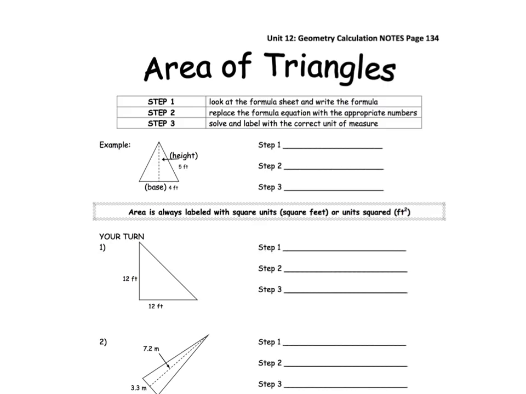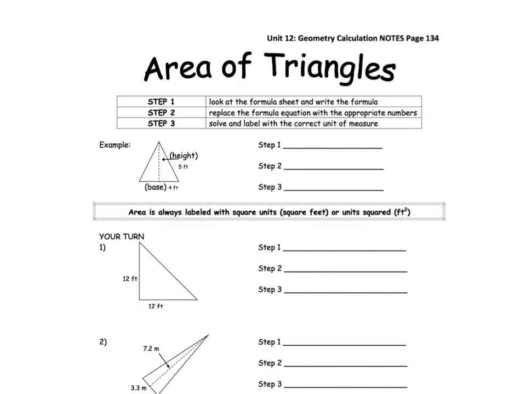Let's try some problems finding the area of triangles. Remember your steps. Step 1, look at the formula sheet and write down the formula. Step 2, replace the formula equation with the appropriate numbers. Step 3, solve and label the correct unit of measure. Let's try the first example.